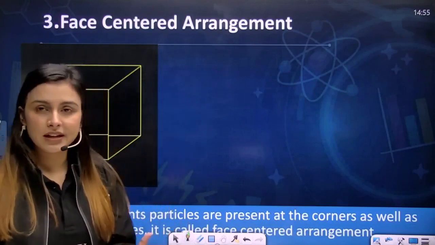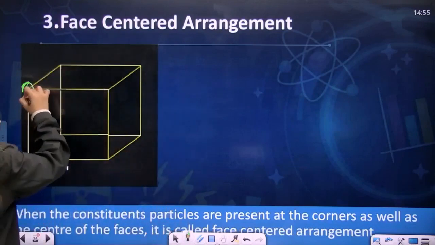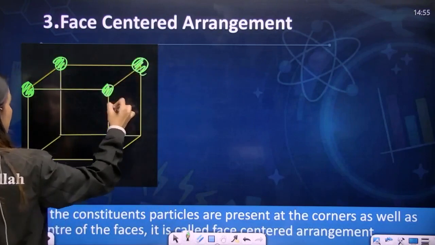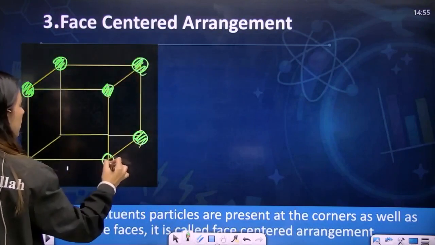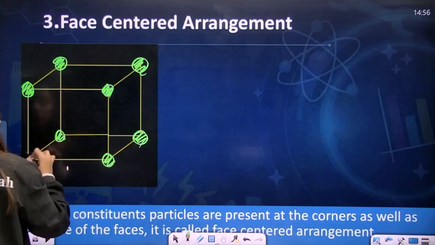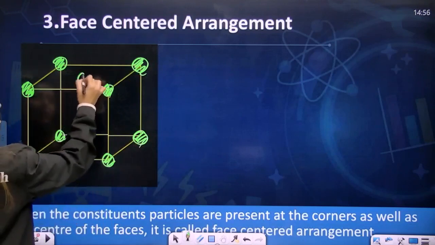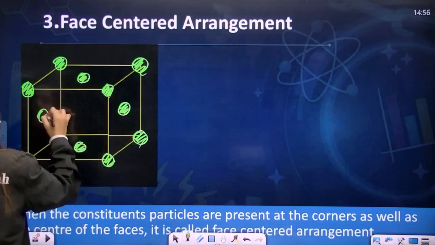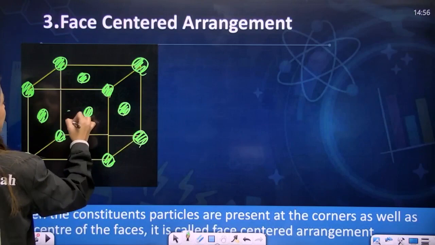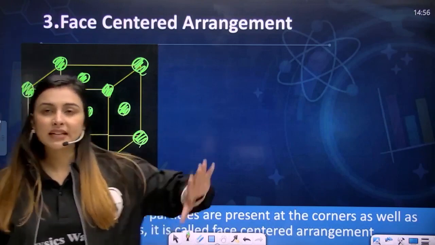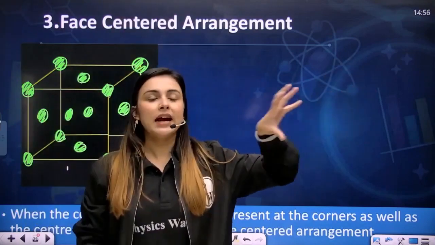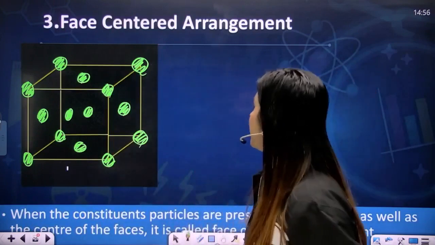In face-centered arrangement, my dear students, your atoms are still present at the corners. Other than corners, they can be present at the center of all the faces. You have 6 faces. They can be present on the center of each face. That means just consider the walls' center. You have 6 walls in a cube and all the center parts can be occupied. So this is the face centered arrangement.